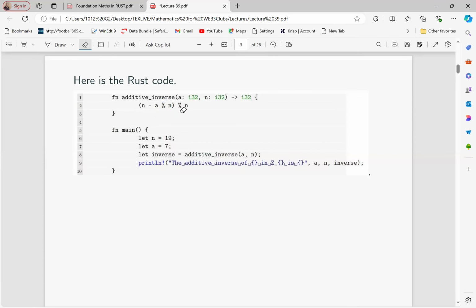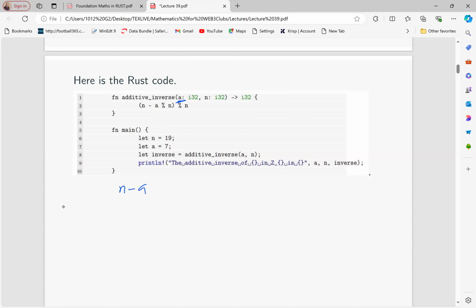Now, let me just explain what I mean by that. You see, the inverse of A under addition, we know that the inverse of A is n minus A. So if A is positive, then you get the answer straight up. Is that okay? But if A is negative, then you need to add this part, then add this part, to take care of the negative sign.